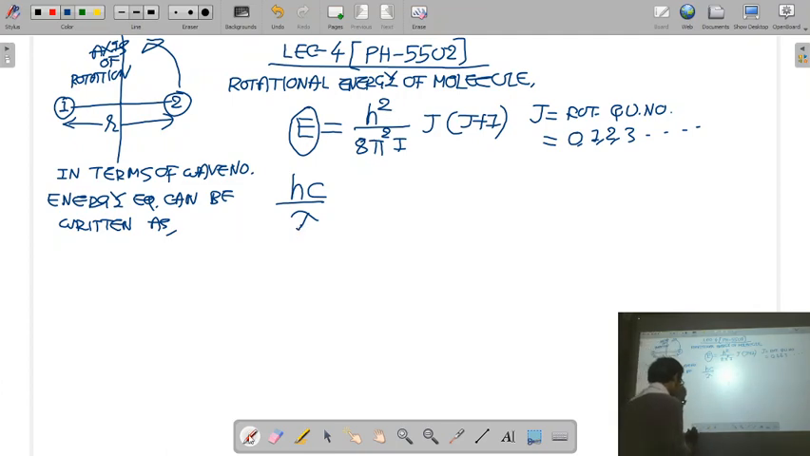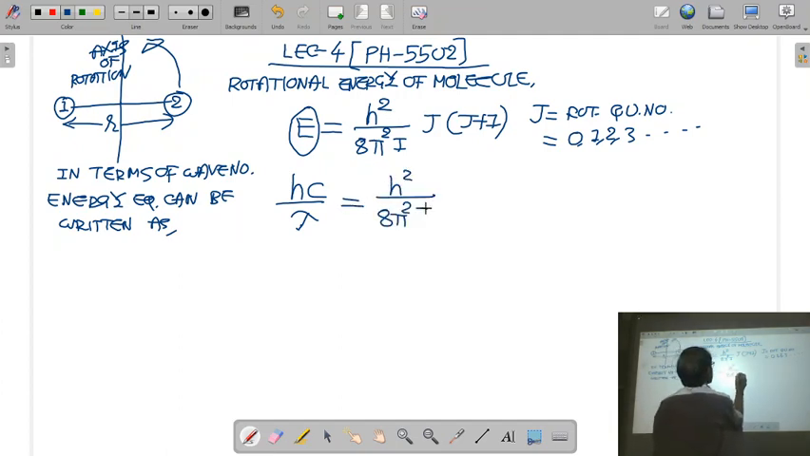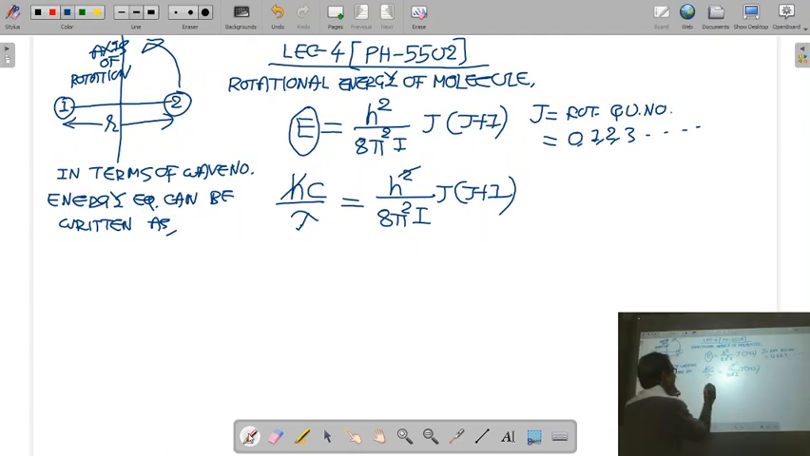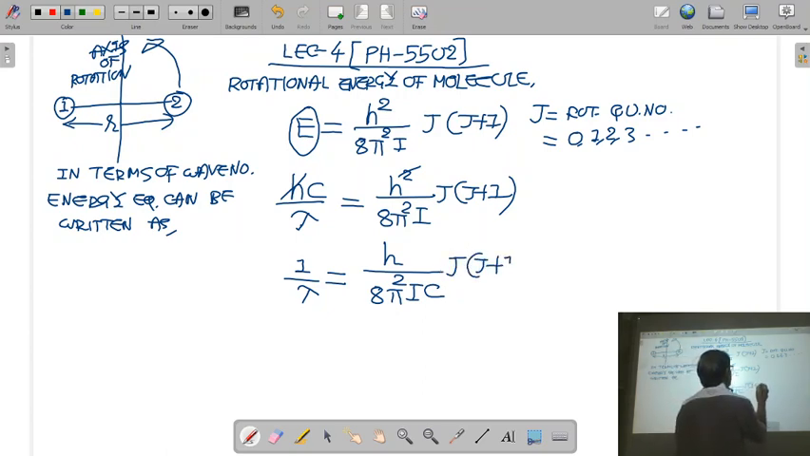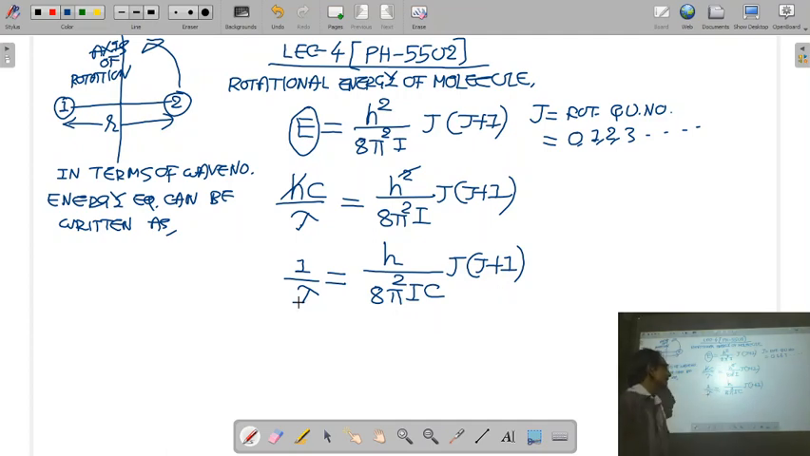So E is equal to hc upon lambda is equal to h square upon 8 pi square I into J into J plus 1. Well, one h is going to be cancelled. So 1 upon lambda comes out to be h upon 8 pi square Ic into J into J plus 1. So the value of 1 upon lambda is h upon 8 pi square Ic J into J plus 1. This 1 upon lambda is called the wave number.